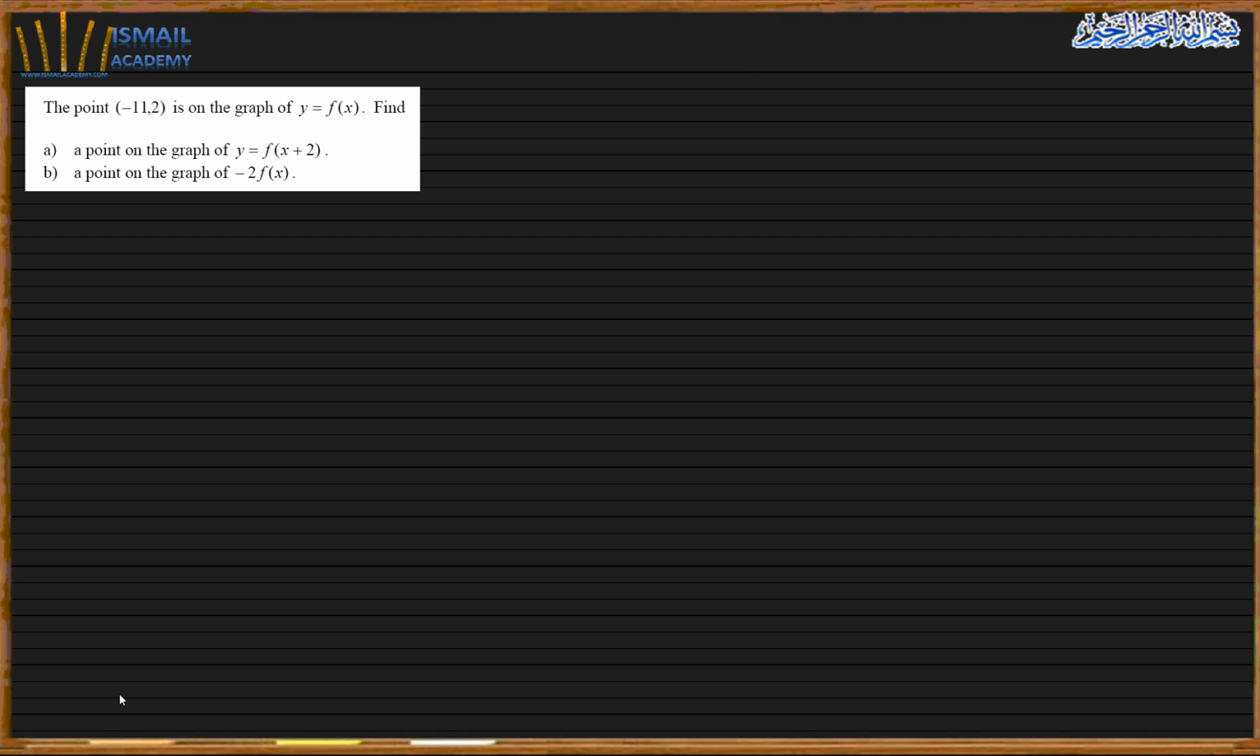Alright, next question. So here the point minus 11, 2 is on the graph y equal f of x. That means x equal minus 11, the y will be 2. So the point here we have x, y, which is the same thing as x, f of x, because y is my f of x. So the first question, a point on the graph of y equal f of x plus 2. So this means my point here is going to be x and f of x plus 2, which is the y.